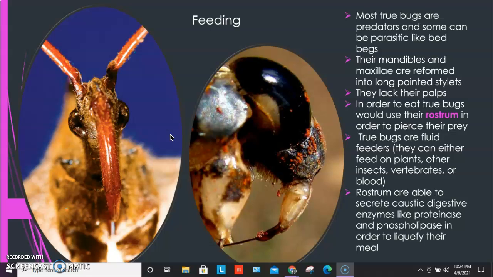In order to eat, true bugs will usually use their rostrum to pierce their prey. And what's gross about them? They're fluid feeders, and they usually eat plants, other insects, invertebrates, mammals, or blood. Basically, they secrete digestive enzymes that liquefy their prey, and they drink it on the inside. Imagine having a straw for a mouth and basically drinking for all eternity. That's how they feed. It's kind of weird to think about.